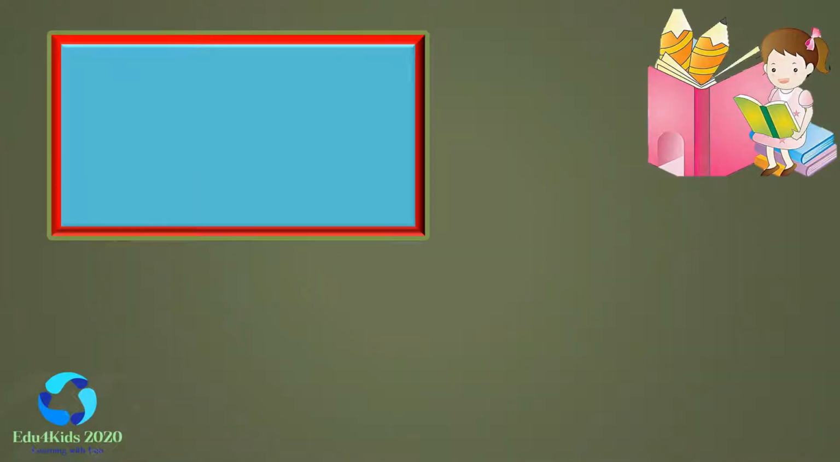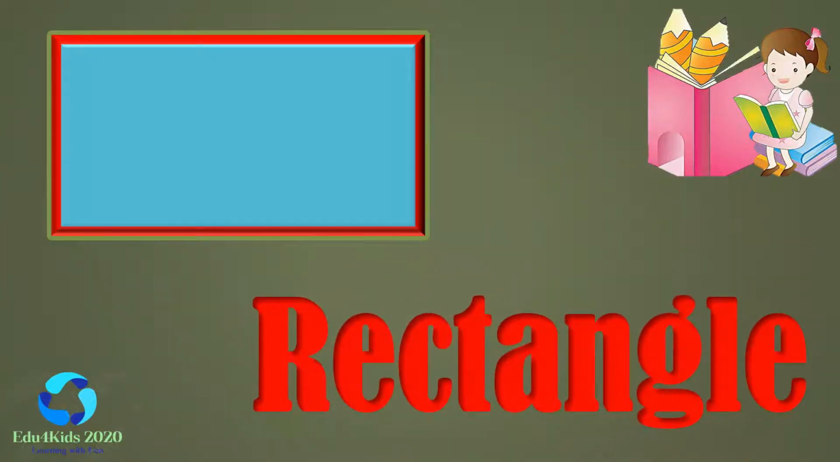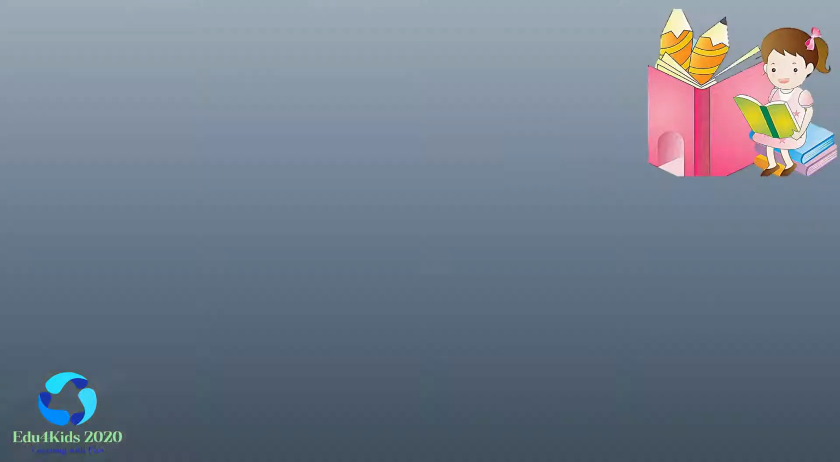This shape is called rectangle. In rectangle, opposite sides are equal. So this side and this side are equal to each other, and this one and this one are equal. So in rectangle, we can say that opposite sides are equal. Let's move to the next.